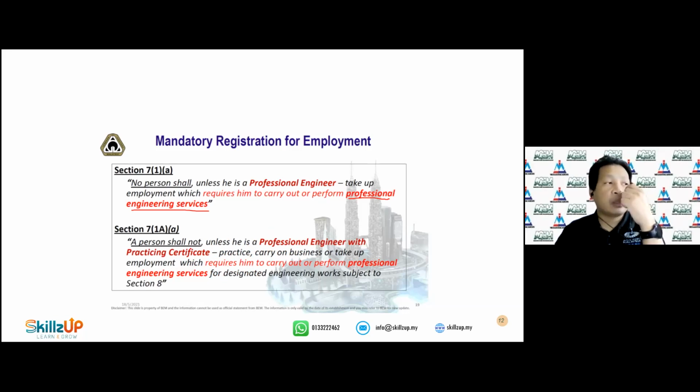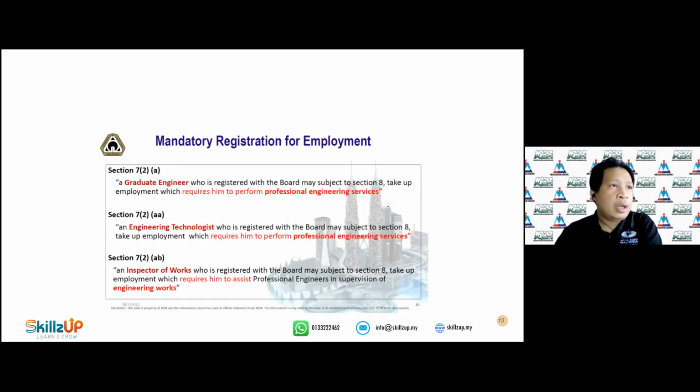Particularly, in order for you to set up an engineering firm, you need to have at least one professional engineer with a practicing certificate on the board of directors of that company. The above section explains the individual as a professional engineer. Basically, we need to be appointed or awarded as a professional engineer before we are able to carry out any professional engineering services.